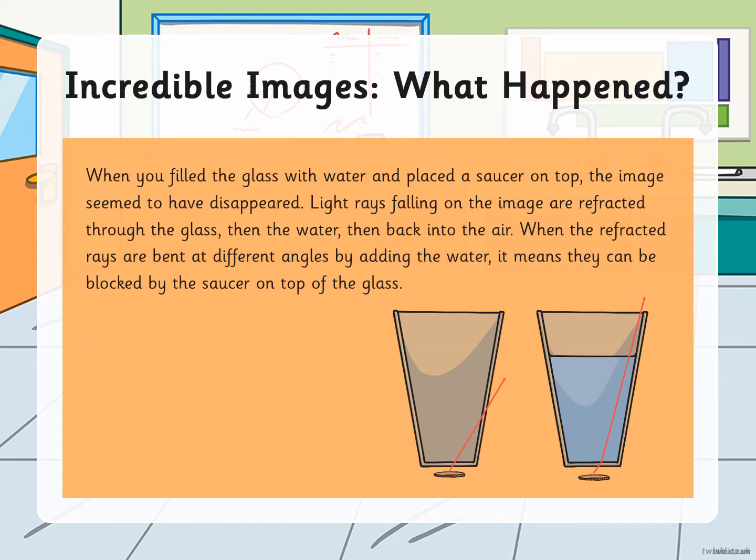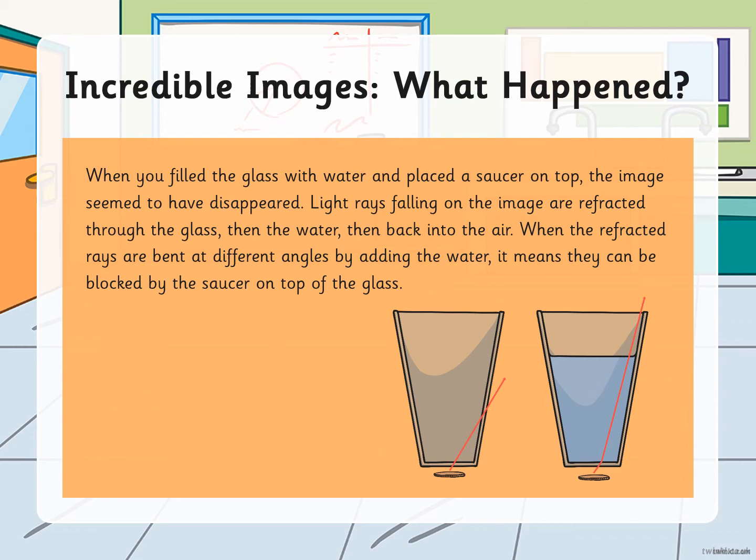Okay, let's have a look at this. When you fill the glass with water and place the saucer on top, the image seemed to have disappeared. Light rays falling on the image are refracted through the glass, so they're bent through the glass, then the water, and then back into the air. So that's how many times they change and bend because of the speed.